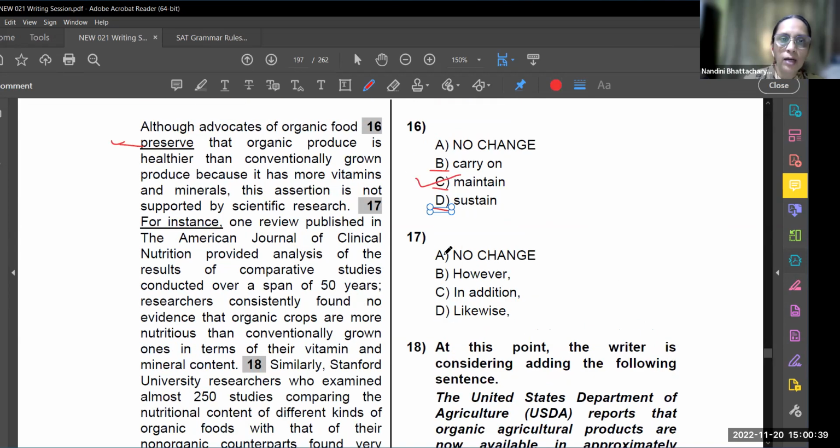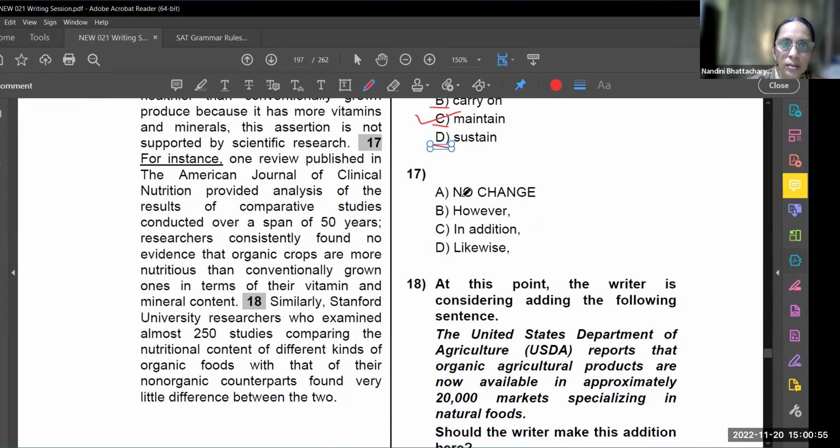So whenever you have to replace a word, first create a blank, fill in with your own words or phrases, and then see what is the word that is similar, right? Okay, number 17.